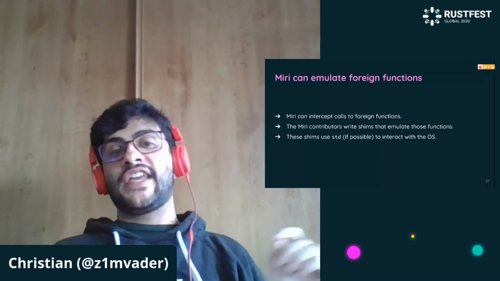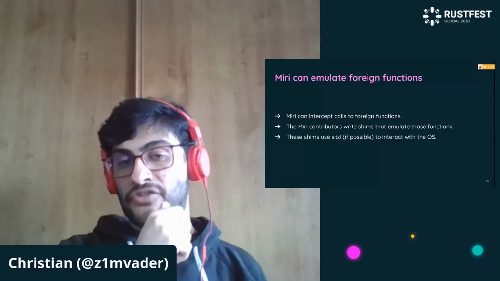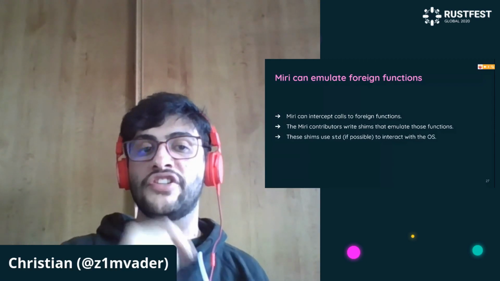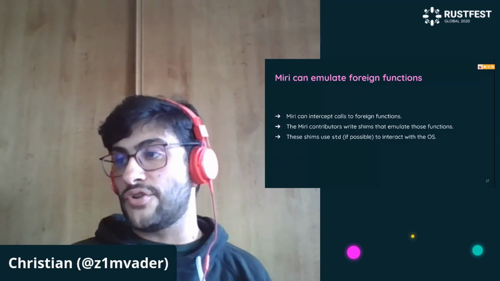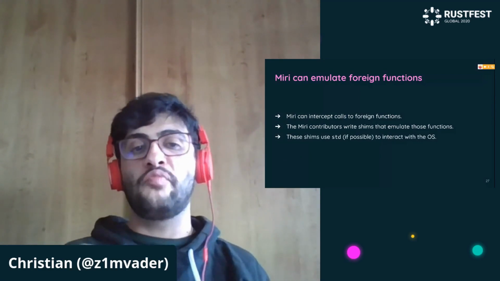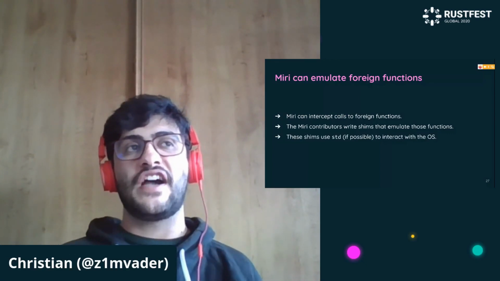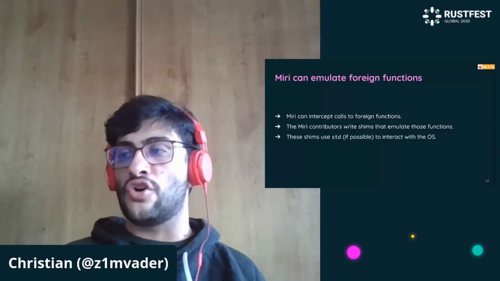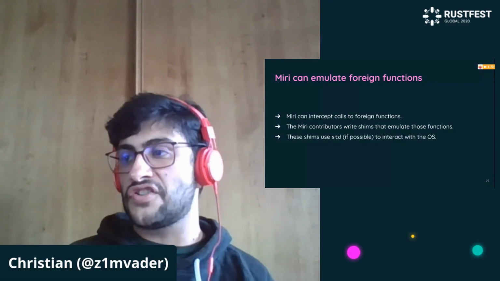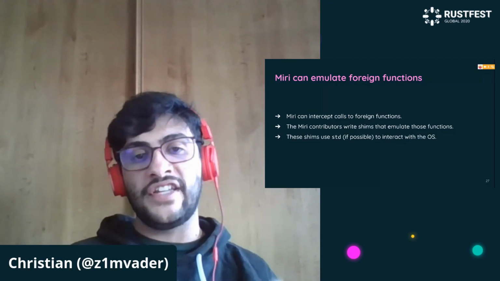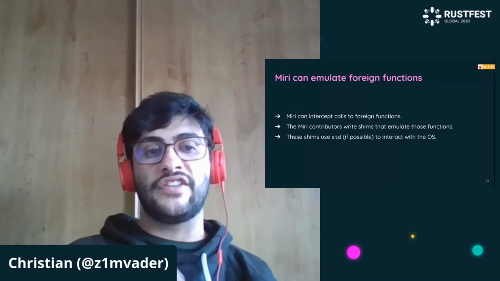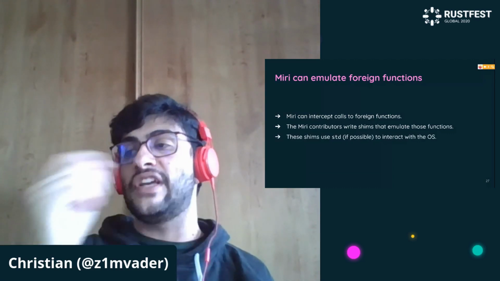Miri cannot interpret your foreign function, but it can intercept this call. So when you're running your program, if you call Open64, Miri will say, okay, someone is calling Open64. That's a foreign function that I don't know. That's not a Rust function. And then the Miri contributors can write whatever code they want to emulate that function.